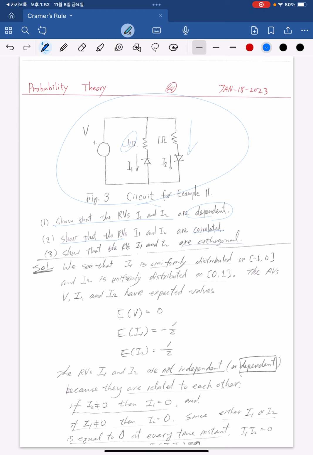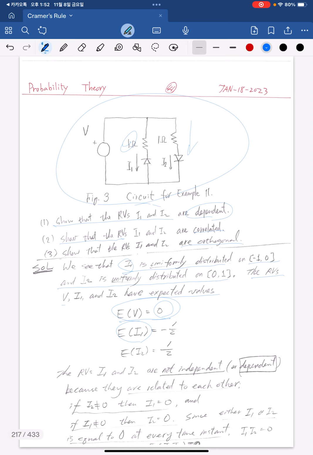We show that I1 is uniformly distributed in minus 1, 0. And I2 is uniformly distributed on 0, 1. The RVs V1, V2 have the expected value, so E[V] equals 0. 마이너스 1에서 1까지 균등 분배되거든요. E[V] 제로.